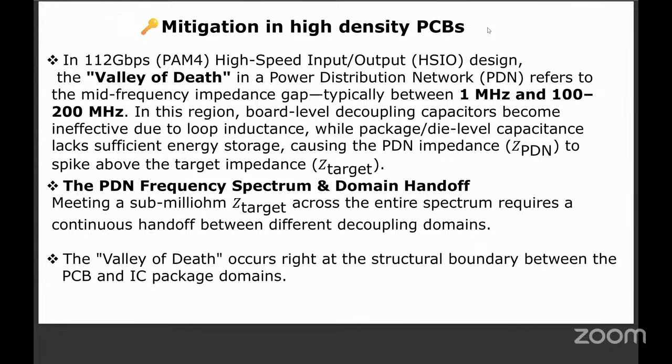This is a very good analogy. Thanks to Madhavan Swaminathan, he gave this analogy. Same thing I'm repeating here. The PDN frequency spectrum and domain handoff. Meeting a sub-milliohm target impedance across the entire spectrum requires a continuous handoff between different decoupling domains.